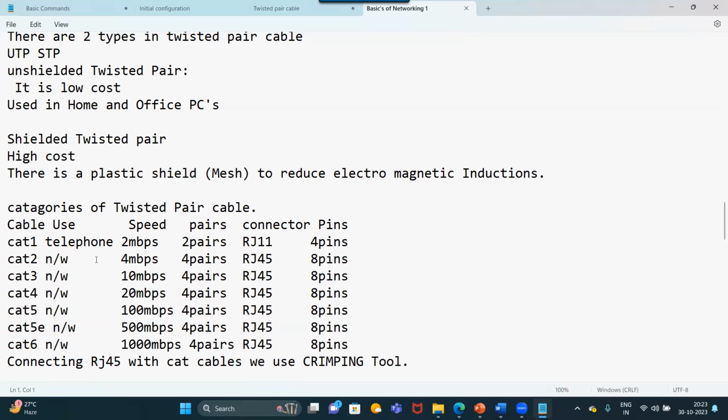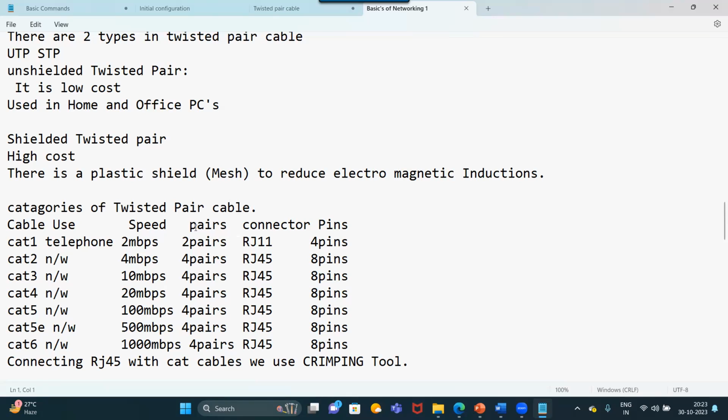If you open the outer jacket of this Cat1 cable, inside we can see two pairs of wires. Two pairs means while twisting they will give two pairs. If you remove the twist, you will get four wires. In Cat2 to Cat3 cables, we will get four pairs of wires while twisting. If you remove the twist, you will get 8 wires. At present we are using Cat5, Cat5e, Cat6 cables in the market.